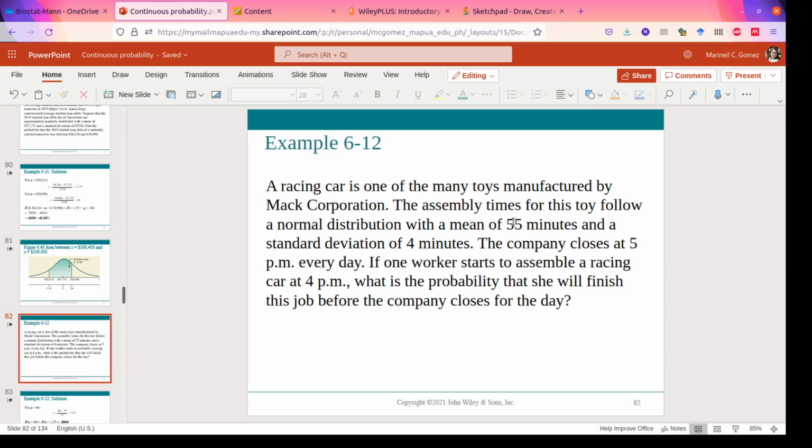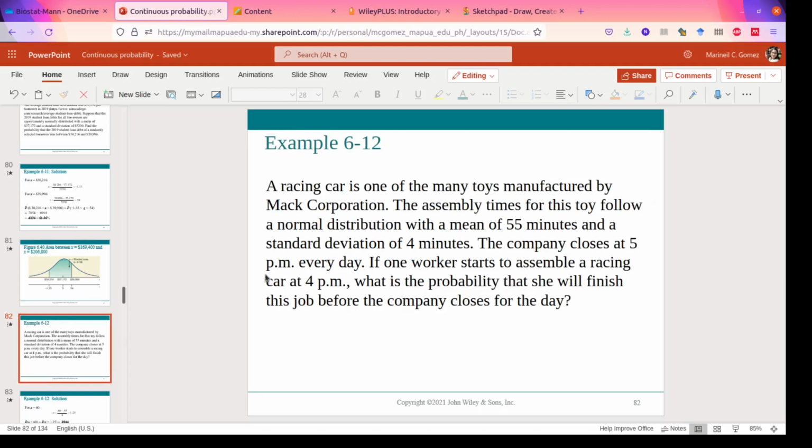Now, the mean assembly time is 55 minutes and the standard deviation is 4 minutes. So when we say standard deviation, if a person is 1 standard deviation faster than the mean, that means the assembly time is 51 minutes, something like that.